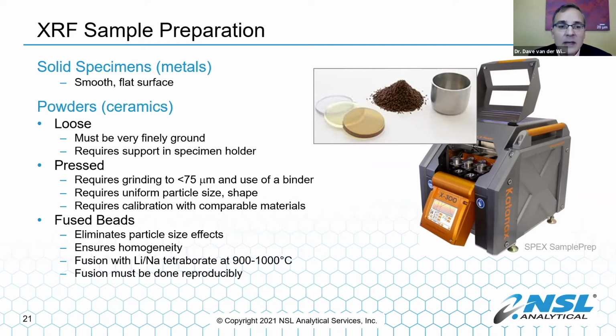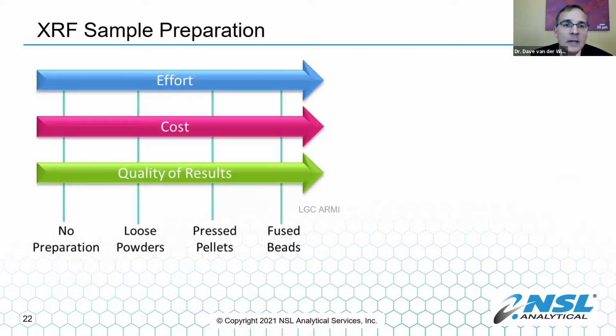And for that reason, fusion of this type is oftentimes done in automated fluxers like the one we have shown here to the right. This is a nice graph I got off LGC's website that shows that generally you get what you put into things. The more effort and cost you put in to do these types of sample preparations, generally the higher quality of the results in terms of resolution and lower detection limits.